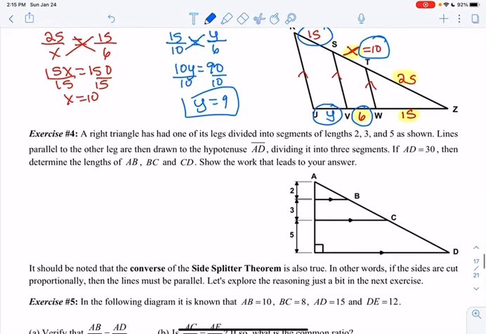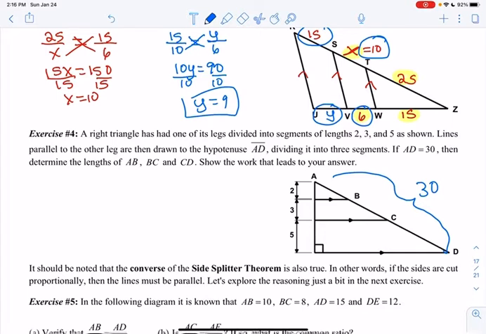Okay? All right, a problem that's a little bit harder. A right triangle has had one of its legs divided into segments of lengths 2, 3, and 5 as shown. Lines parallel to the other leg are then drawn to the hypotenuse AD, dividing it into 3 segments. If AD is 30, then determine the lengths of AB, BC, and CD. So this whole line right here is 30. And I want to find the length of each of the parts there.